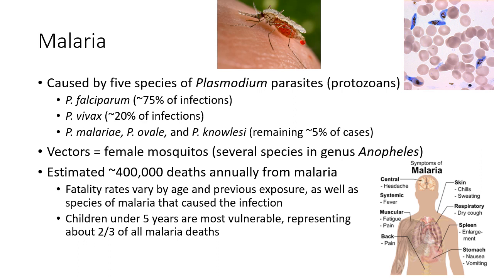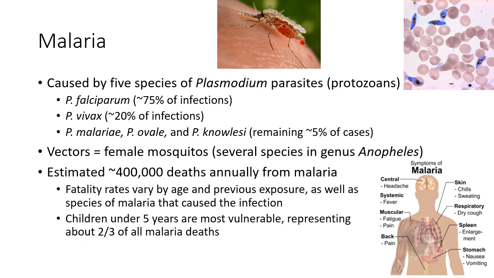Okay. You don't need to know the species that are involved, and you don't really even need to know that it's Anopheles mosquitoes, but the vector for the malarial parasite is female mosquitoes. They will bite you, inject you with the malarial parasite that is contaminating their mouth parts, passing it from one person to the next via their gut. It's estimated that about 400,000 deaths occur annually from malaria. Most of those are children, about 2/3 of all those deaths.